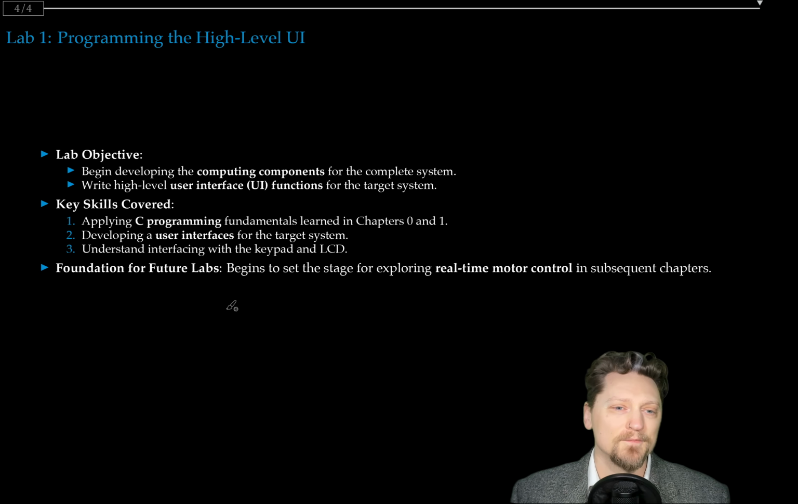An aspect of that is the user interface, and so we're going to start working on some of those user interface components. Some key skills that are going to be covered in the lab exercise: 1, applying C programming fundamentals that we've learned in these first 2 chapters; 2, developing a user interface for the target system. We're going to be working on that, getting a floating point number entered from the user into our program. And 3, understand interfacing with the keypad and the LCD. So the 2 inputs and outputs that the user is going to directly interact with.